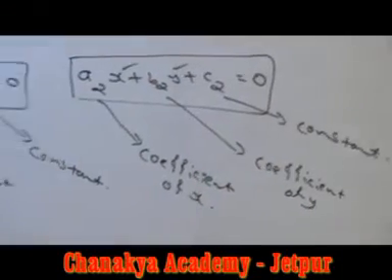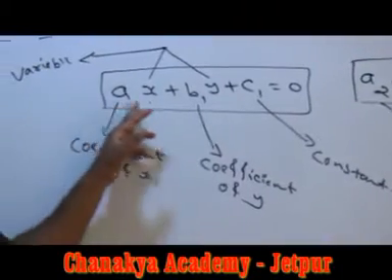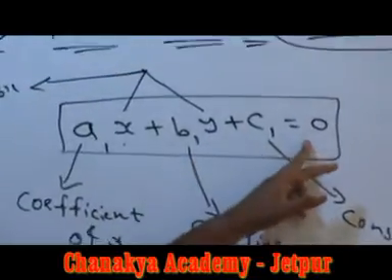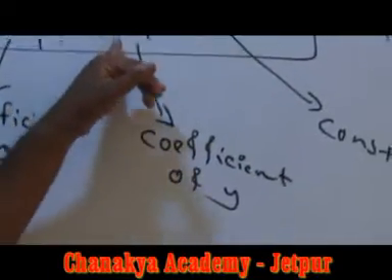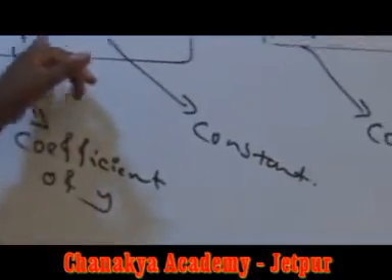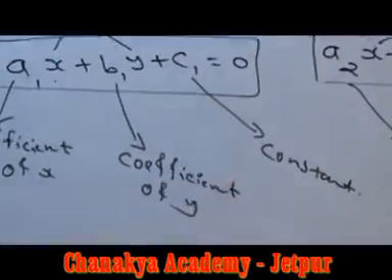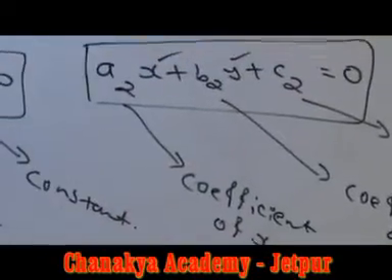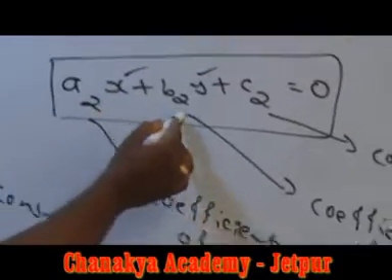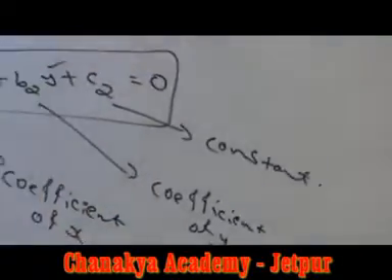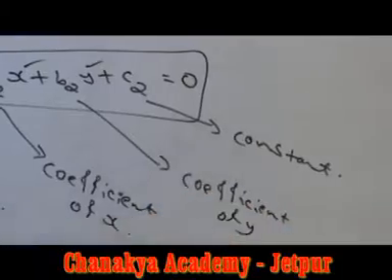Students, we have to just memorize this topic: a1x plus b1y plus c1 equal to 0, where a1 is a coefficient of x, x is a variable, b1 is a coefficient of y, y is a variable, c1 is a constant. Okay, in the second equation also, a2 is a coefficient of x, x is a variable, b2 is a coefficient of y, y is a variable, and c2 is a constant.